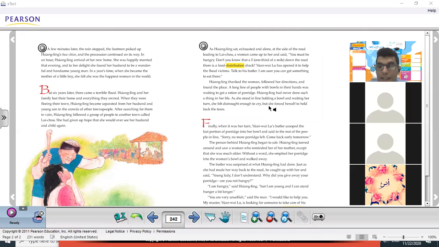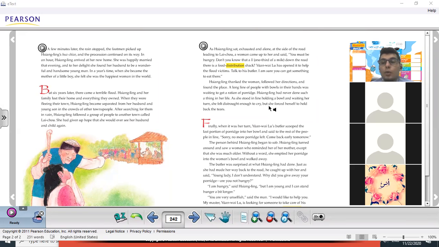Yes, right. And that's exactly, Omar, what happened with Sang Ling's home. Her husband's home. Yes, that's exactly what happened to her. Anas, can you repeat the problem, please? The problem, there came a terrible flood and Sang Ling and her family lost their home and everything they own. Very good, very good.